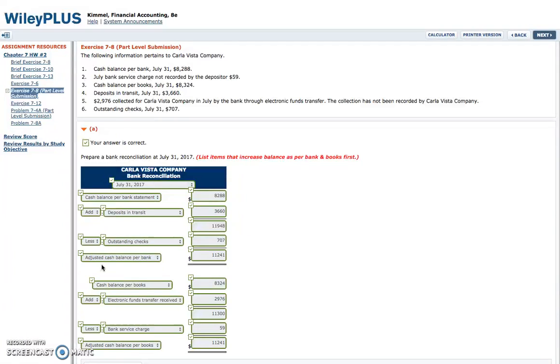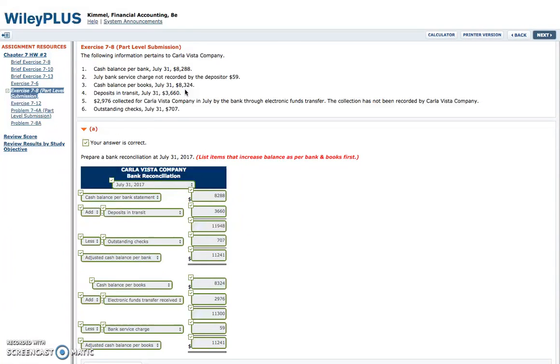Now, the other side to this is going to be the book reconciliation. We are given, again, the cash balance per book is $8,324 in number 3 here. And we start there. Again, it's a 3-step process.